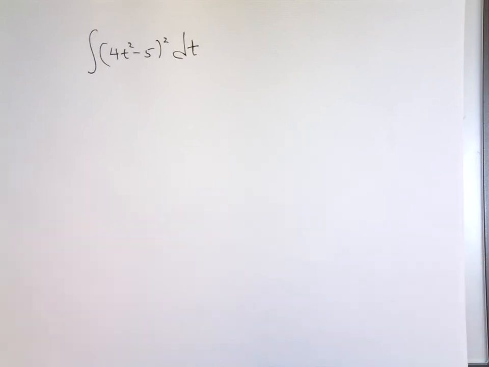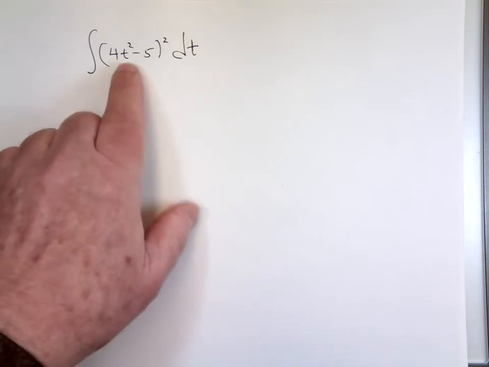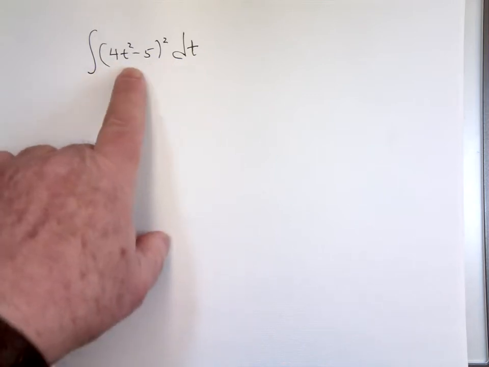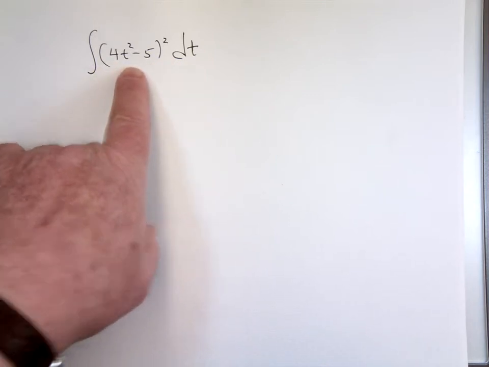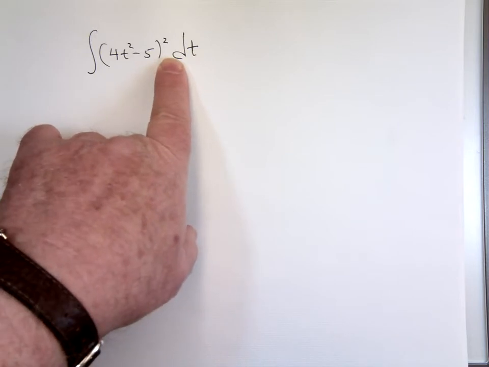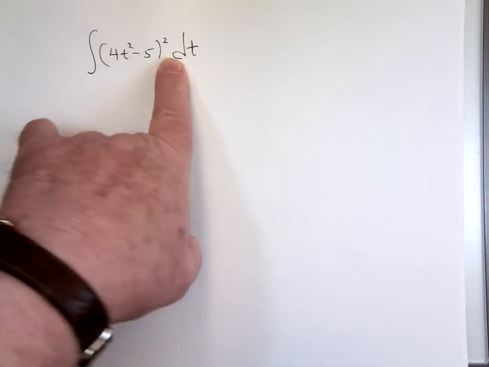Here's the thing. I just got through saying that virtually all the time, when you have a function of x, in this case a function of t, inside the grouping symbols, that's your u thing. Okay? The problem here is, if I had a t out here, it would be perfect. I would let u equal 4t squared minus 5. The du would be an 8t dt, but I don't have a t out here.